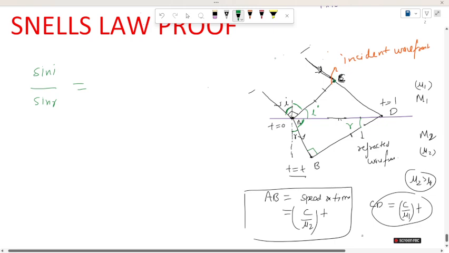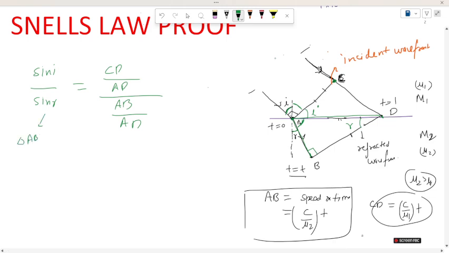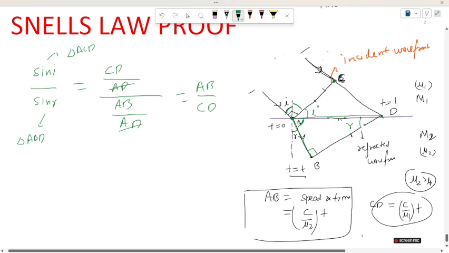Sine I will be equal to the perpendicular, that is CD, upon the hypotenuse, that is AD. Similarly, for sine R, we can write the perpendicular AB upon the hypotenuse AD in this triangle. So this we have written from triangle ABD, and this we have written from triangle ACD. Now AD will cancel out. This will give you CD upon AB.